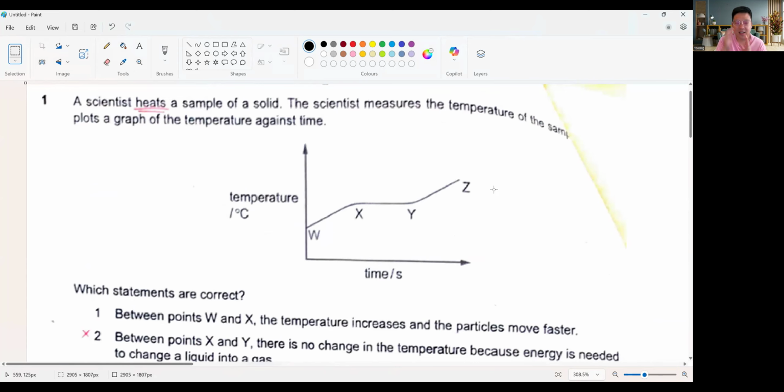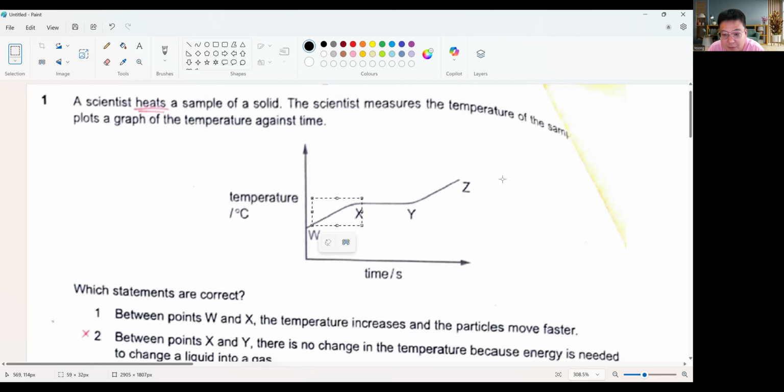A scientist heats a sample of solid. All right. So normally I like to pause after each sentence and digest what it means, even though this sentence is very simple. So the scientist heats a sample of solid, right? Okay. The scientist measures the temperature of the sample and plots a graph of the temperature.